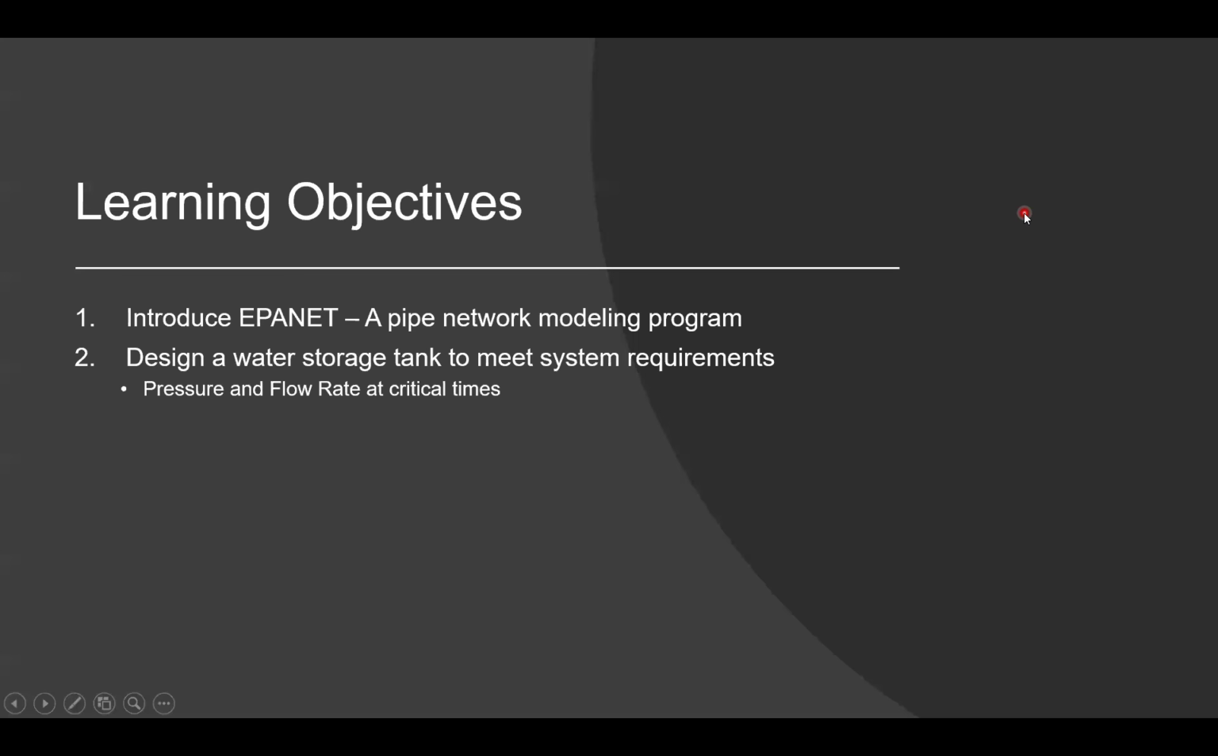So we're going to introduce a software, EPANet. It's a pipe network modeling program. It can model various sized pipe networks from teeny tiny to a whole city. And then we're going to use EPANet and kind of a template for a community to design a water storage tank to meet various system requirements for pressure and flow rate under different critical scenarios.